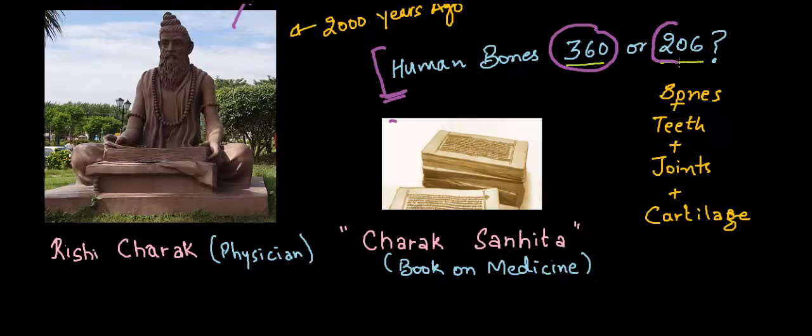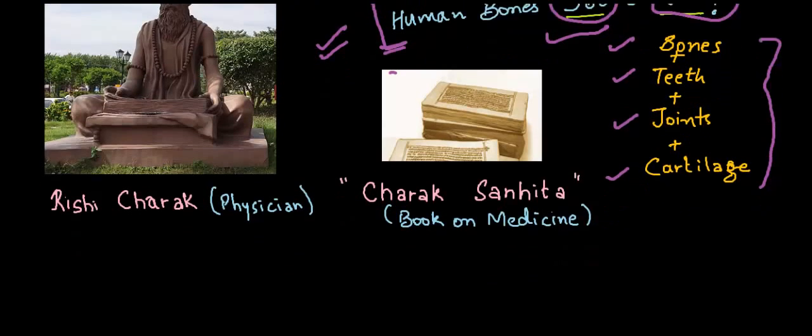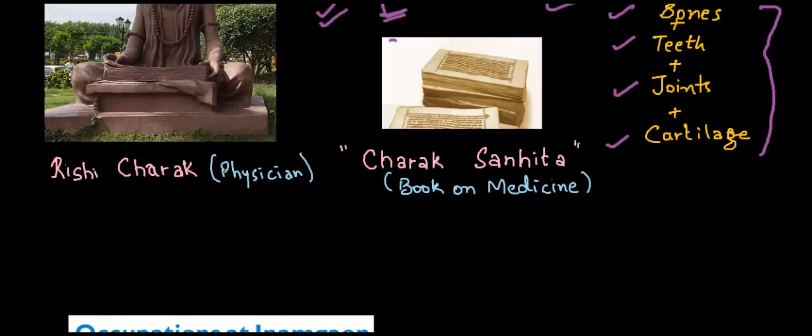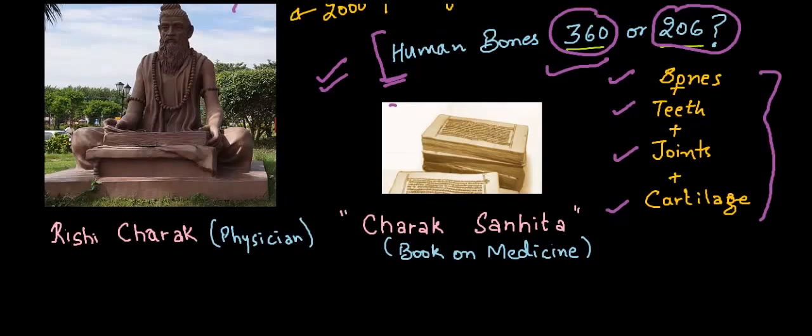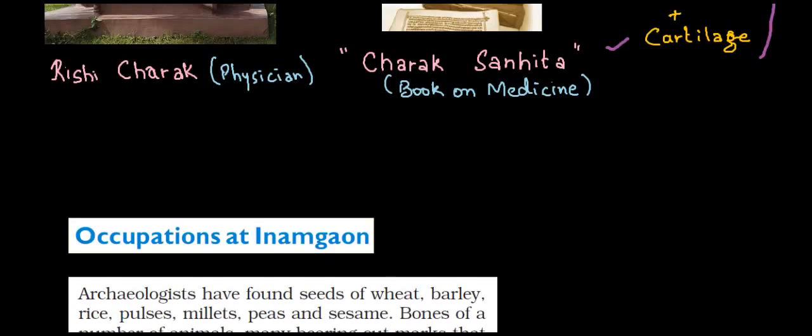As we all know, the human skeleton contains only 206 bones. So was he correct in counting all those bones? Actually, we have found that Rishi Charak added the bones, the teeth, the joints, and the cartilage of the human skeleton, and hence he came up with this particular number. So even in that case, he was right. Some 2000 years ago, modern anatomy and modern sciences were not even developed. Well, that was the power of that great man.